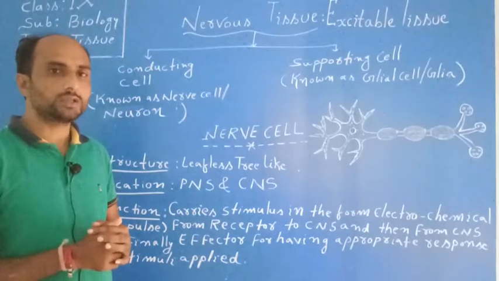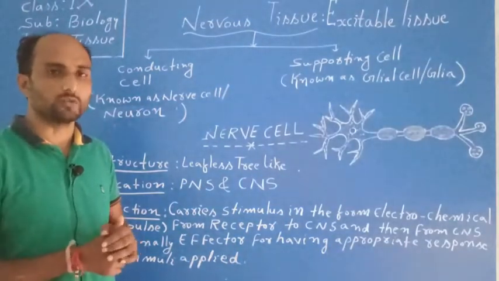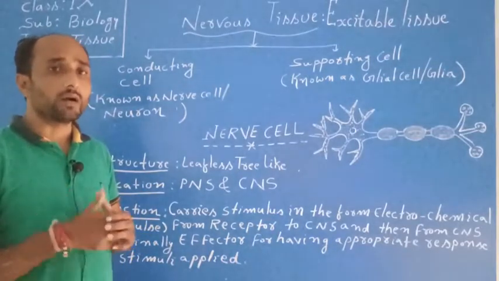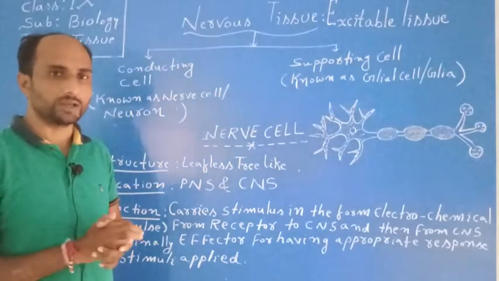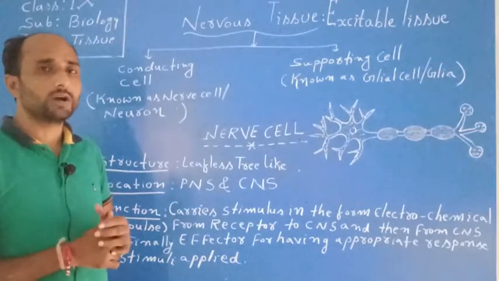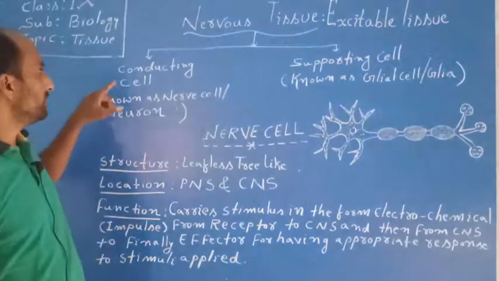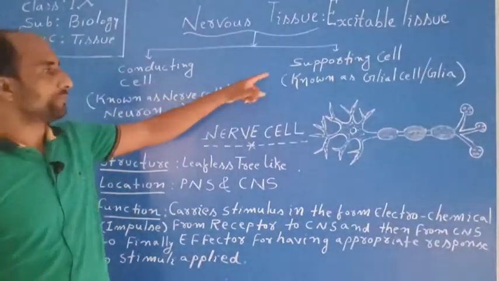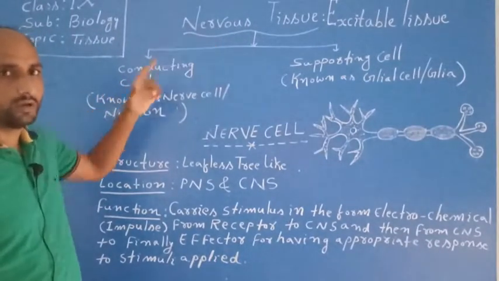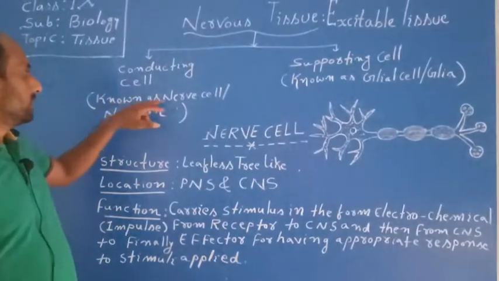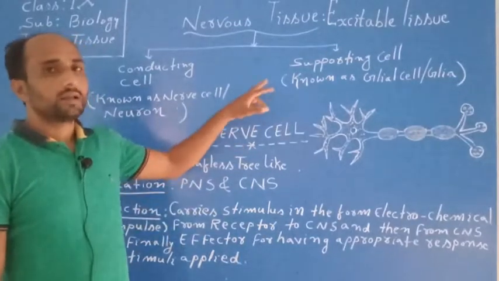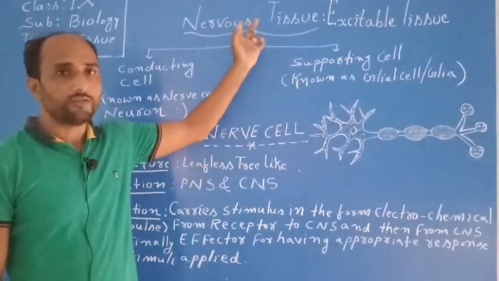Our nervous tissue is made of 2 types of cells, namely conducting cell and support cell. The conducting cell of nervous tissue is known as nerve cell or neuron. Similarly, the supporting cell of nerve tissue is known as glial cell or glia. In class 9th, only focus on the nerve cell, which is simply known as neuron. Here we will see the structure, location and function of the nerve cell.